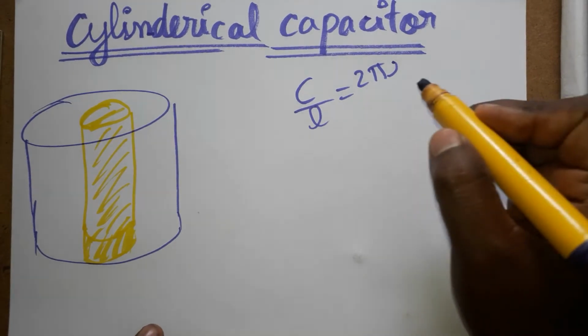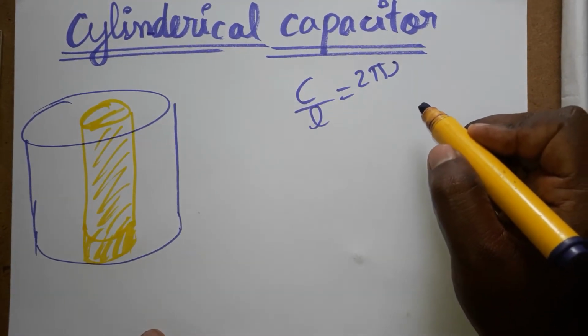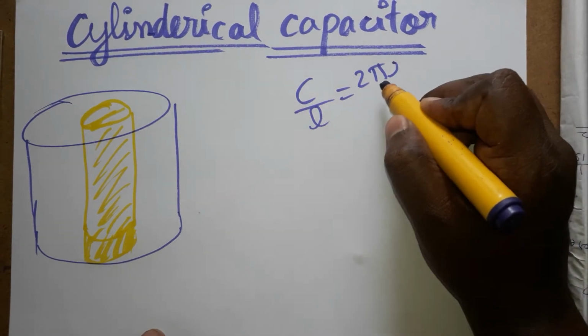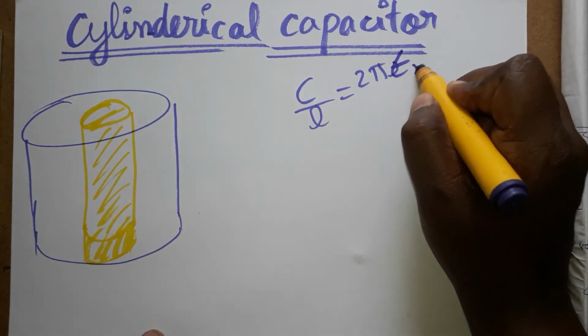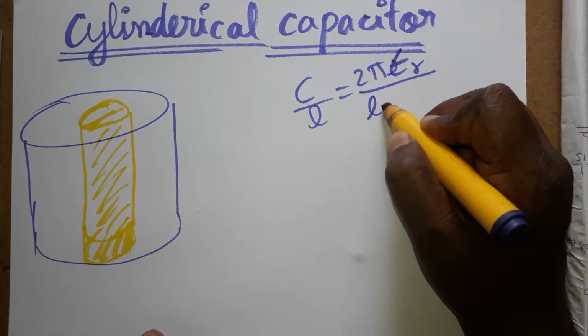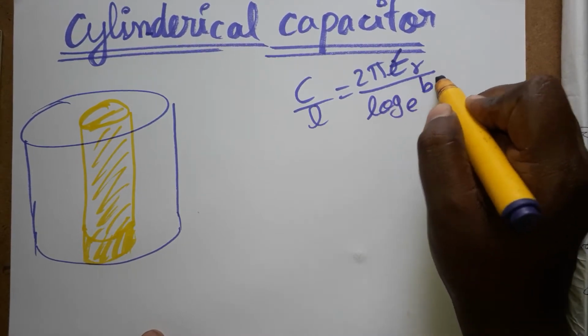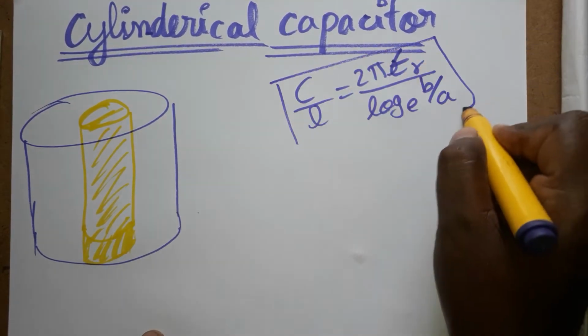Today we are going to learn the derivation of the final equation for the capacitance of the capacitor. C by L is equal to 2 pi epsilon, or relative permittivity, divided by ln of B divided by A. This is the equation we are going to learn.